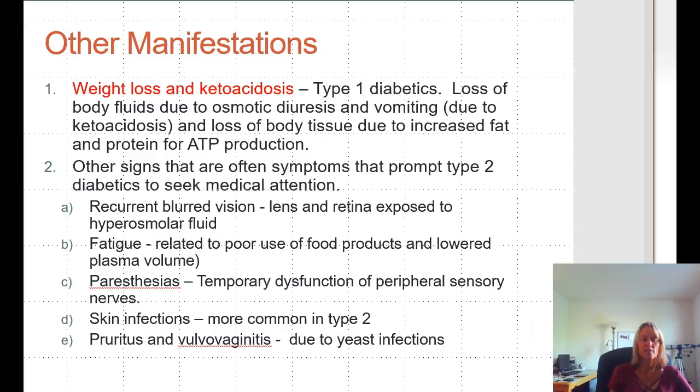Other signs that often prompt type 2 diabetics to seek medical attention include recurrent blurred vision, which is due to the lens and the retina being exposed to fluid with a high osmolality. Fatigue, which is related to poor use of food products. Paresthesias, where we have dysfunction of peripheral sensory nerves resulting in that pins and needles feeling. Skin infections, which are more common in type 2, and then yeast infections.